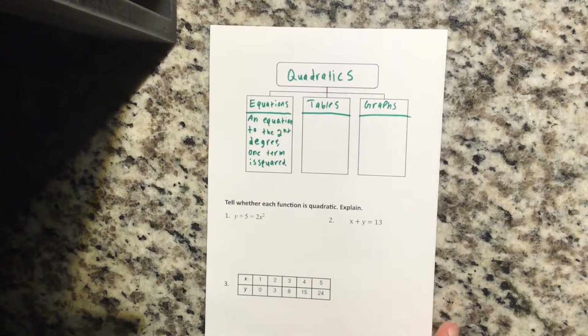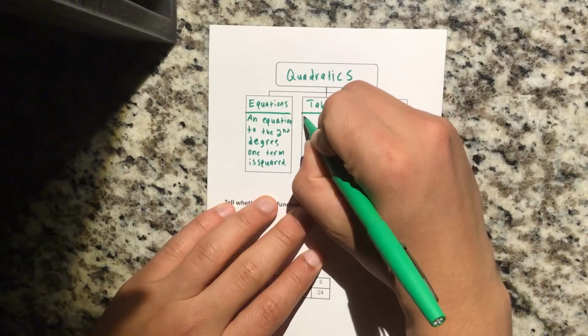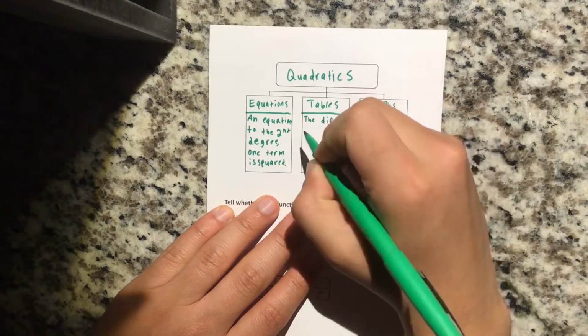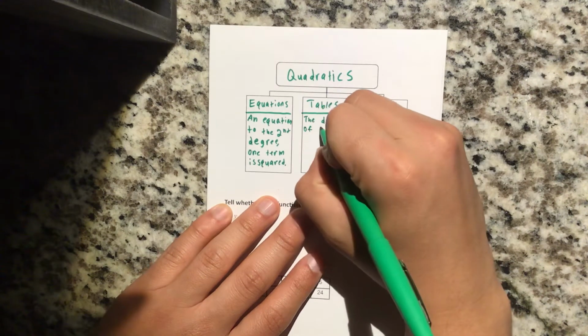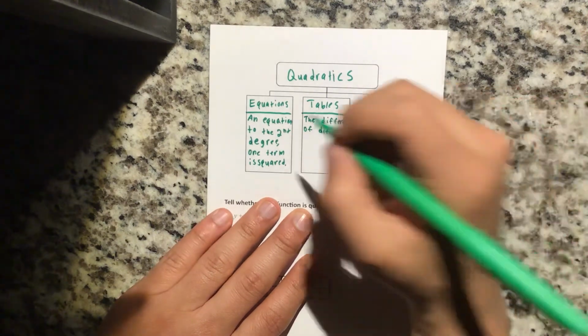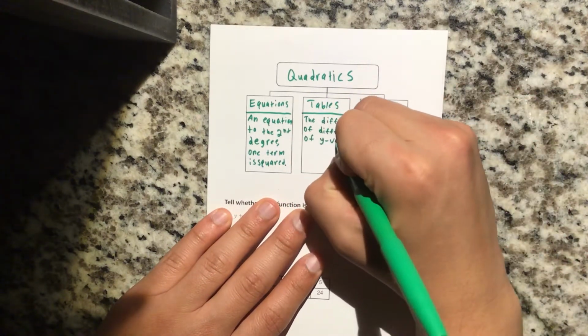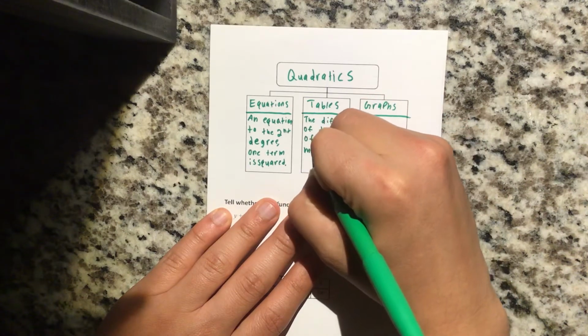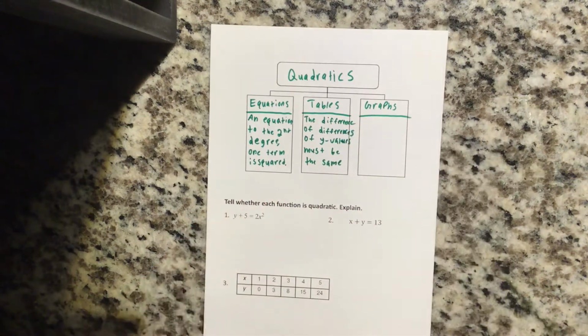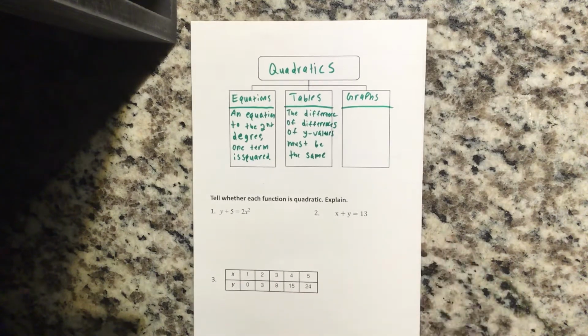In order for a table to be a quadratic, now this definition is a little bit confusing, the difference of differences of y values must be the same. I'll explain this later. Again, we will look at examples of this. I'm just giving you definitions for now.